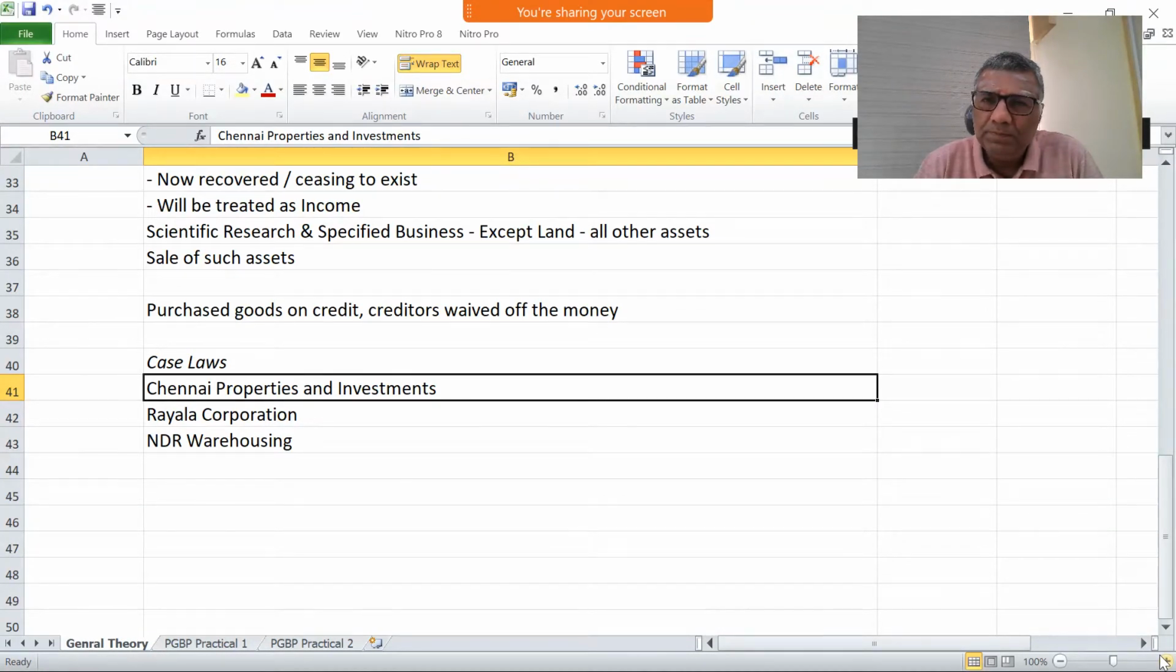Oyo Rooms, many service apartments, they all derive rental income only from house property only. Is it taxable under IHP? The answer is no. It is taxable under business or profession, because the main object is letting out, and the substantial part of the income is also from such letting out.